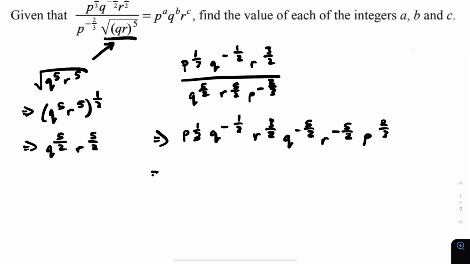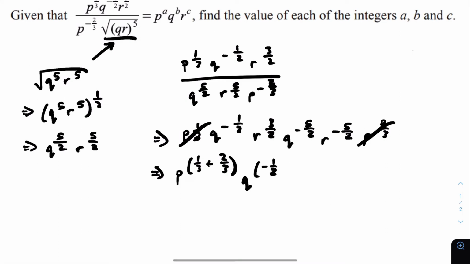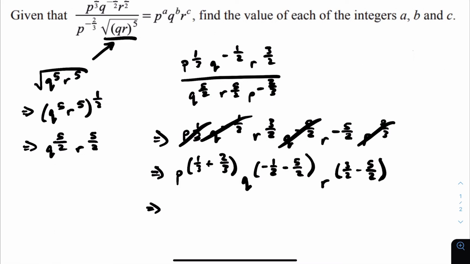Now all we have to do is collect like terms. When you multiply two numbers that have the same base, the powers add up. So you get p to the power of a third plus 2 over 3, times q to the power of negative half plus, well, actually we have to subtract because it's a negative power on the other side too, negative 5 over 2, times r to the power of 3 over 2 minus 5 over 2. And if we notice, this is exactly the form they want us to write it in. And if we simplify this down, we should get integers, which can verify our answer.